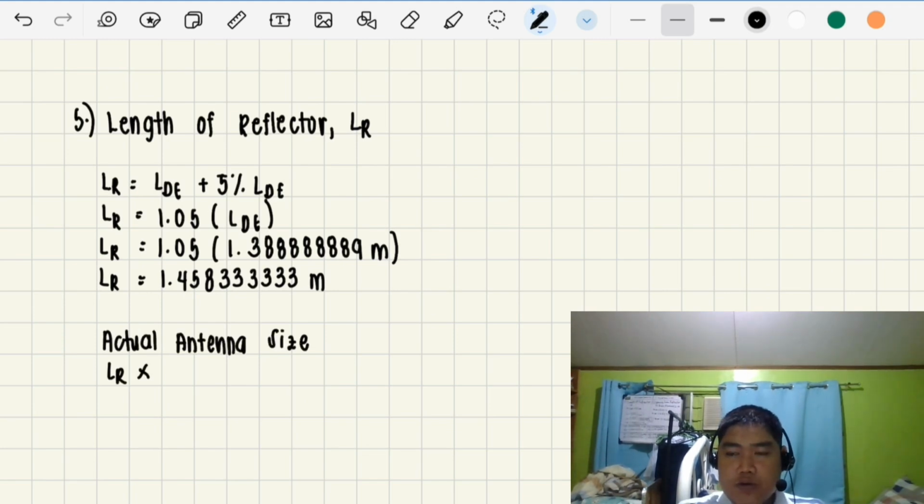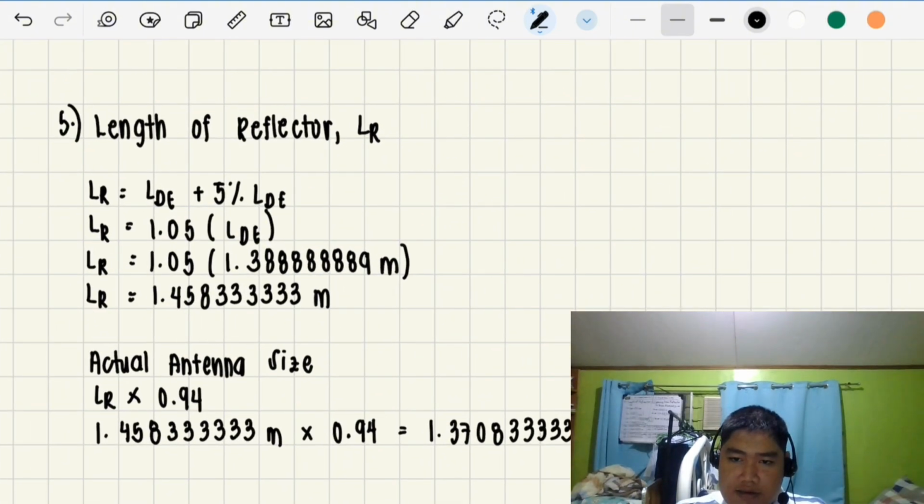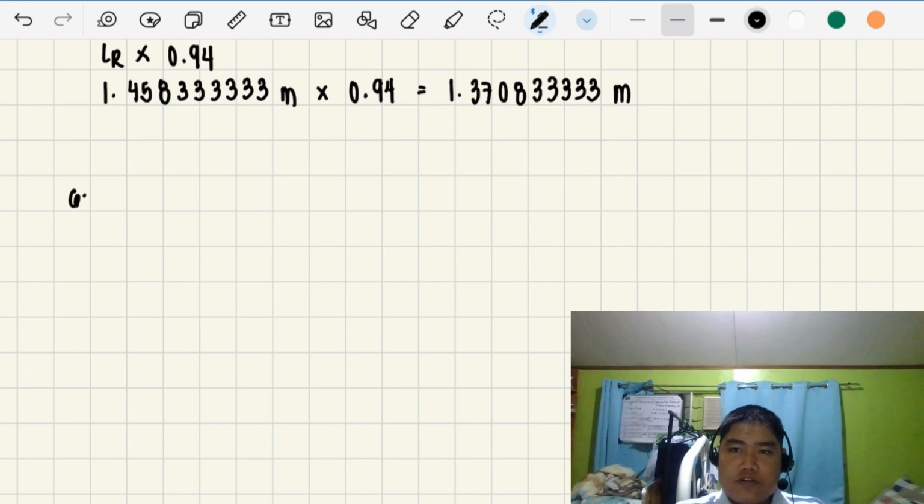And now to get the theoretical value, we will be using the formula of negative 6% is equal to the original value times 0.94. Substituting the values will get us negative 6% is equal to 1.458333333 m times 0.94, which is equal to 1.370833333 m.